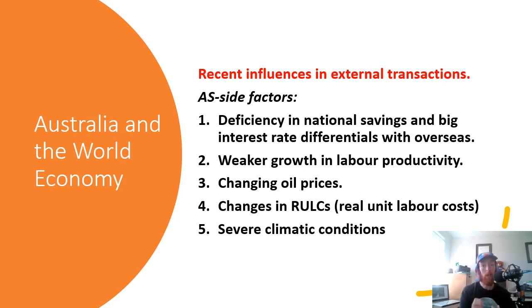Secondly, we have weaker growth in labour productivity in Australia. Our labour is not quite as efficient as many other parts of the world. We're not improving at the same rate at a technological and physical standpoint in terms of our labour. And so that often means that we're not as competitive, which hurts our exports overall and increases the volume of imports, which makes our current account worse because of that whole net goods and net services section.